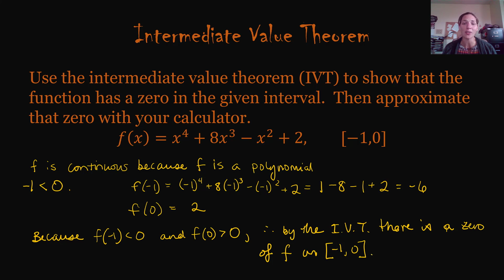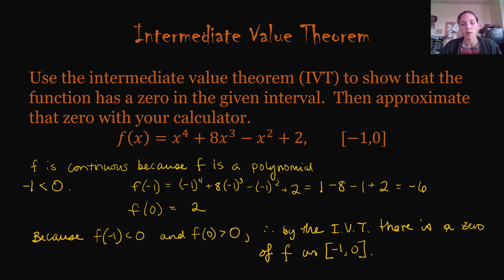Now you do have to write all of this out. I know that you could just grab your calculator and find it, right? That's not the goal. The goal is that you can reference the theorem itself to be able to use that for the function. So it also does say approximate that 0 with your calculator. So let's walk through that. Grab your calculator if you have it. Pause it here if you need to.